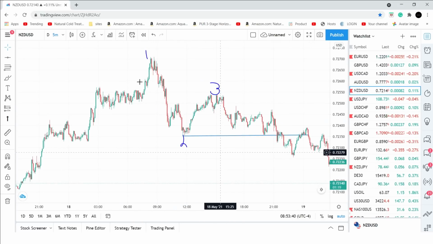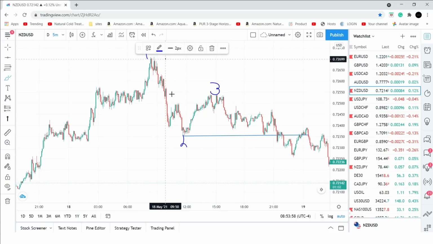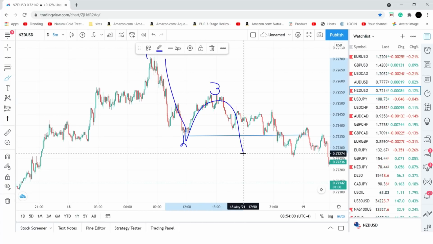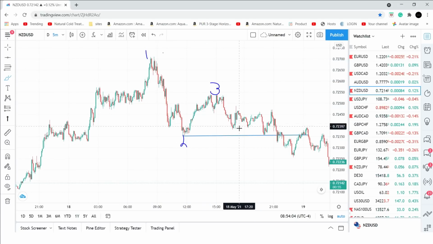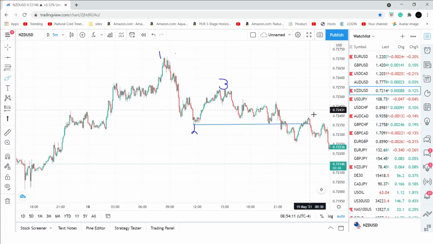If you guys are still having problems understanding this 1, 2, 3, just look at this as a lowercase h. Okay, so if you look at a lowercase h, it looks just like an H. So if you have an H pattern right here, if it breaks that low, there's a strong possibility the market could continue to go down lower.